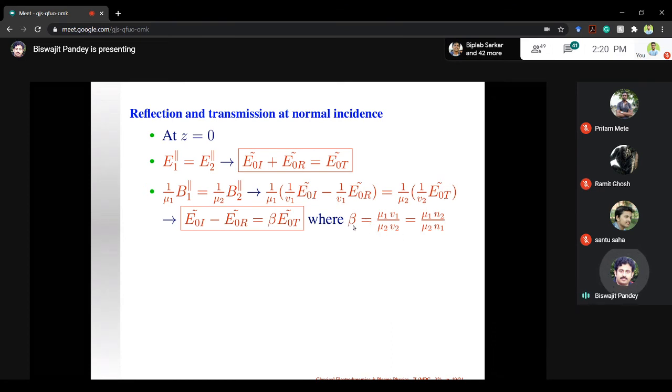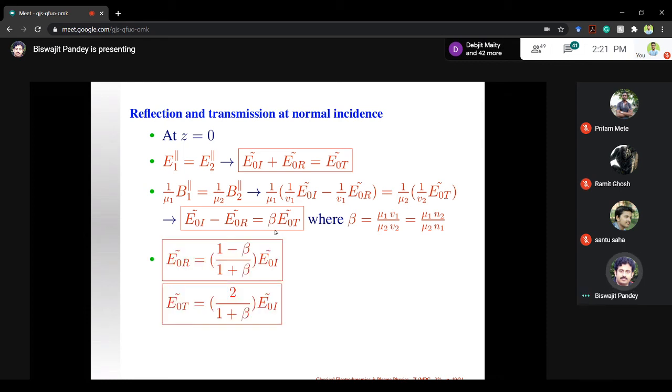And this is beta. So you have two equations: E0I plus E0R equal to E0T. These are the complex amplitudes. And E0I minus E0R equal to beta times E0T. You just have to solve these two equations. Simple. Okay.